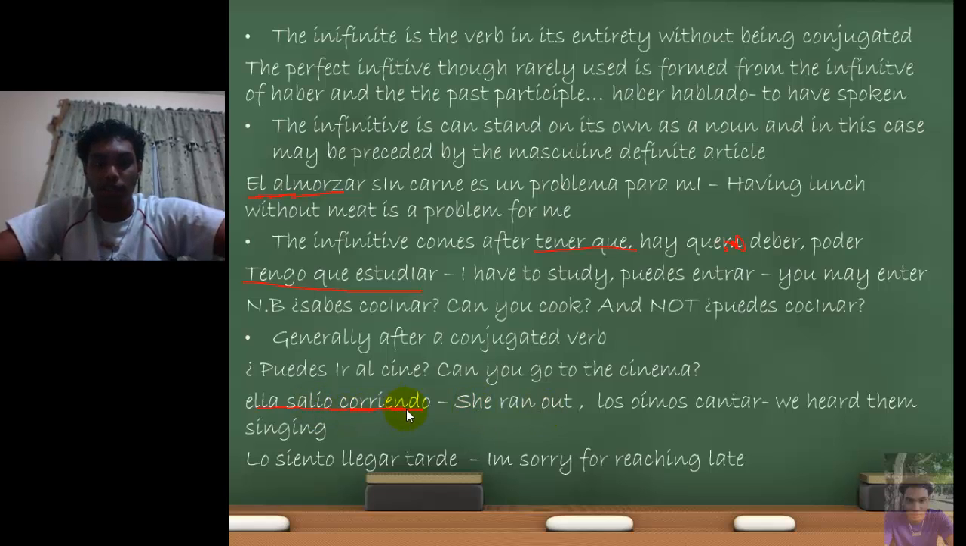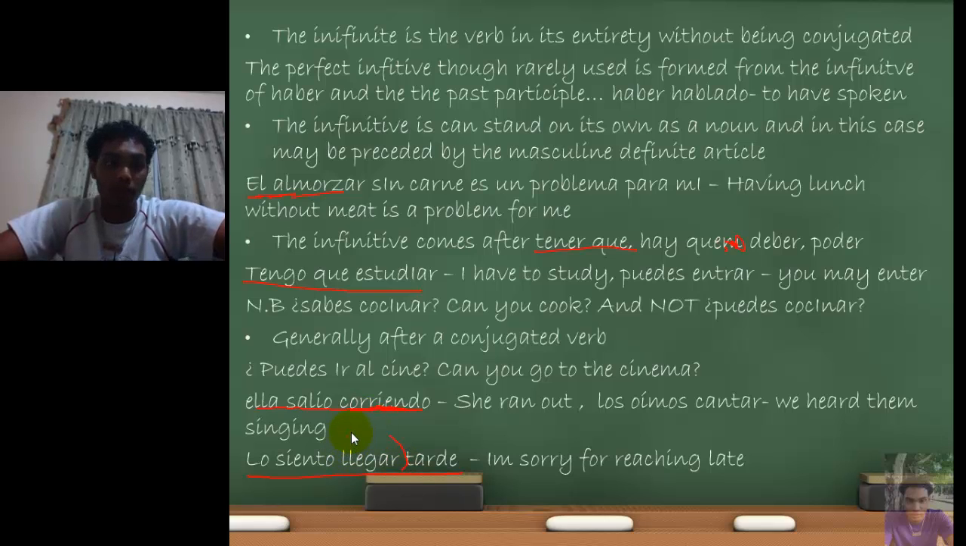It's an example where you did not put the infinitive after or conjugated, right? I remember when I used to go for lessons, I had to use this phrase quite often. Lo siento llegar tarde. I'm sorry for reaching late. So, lo siento always follows the infinitive, right?